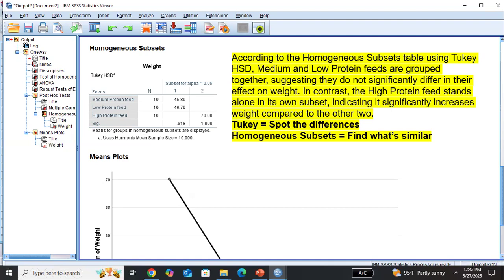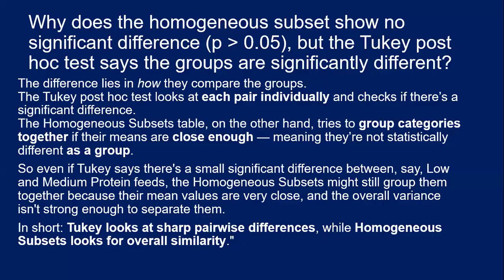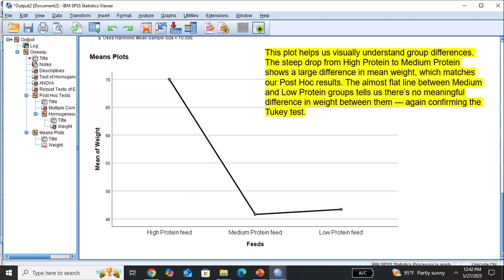But the homogeneous subsets bring close together which 2 or 3 or 4 groups have values closer to each other, and then it generates a plot. This plot is very important when you are looking at the post hoc analysis. Again, what the p-value was saying is that high protein diet is statistically significantly different from medium and low protein diet, and low protein diet and medium protein diet lie almost on the same spectrum. This mean plot is also showing this.